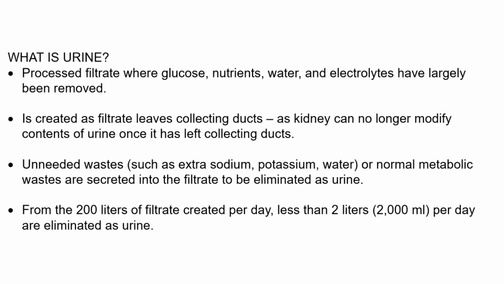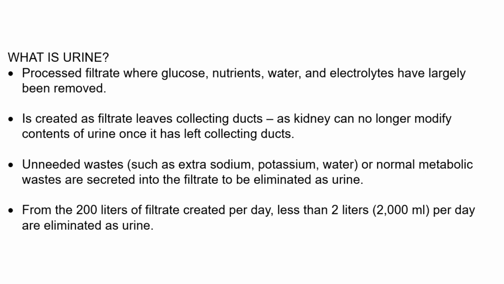Urine is the processed filtrate where much of the water and the nutrients, glucose, and electrolytes have been removed. It is created when filtrate leaves the collecting ducts, as the collecting ducts represent the final place within the kidney where the kidney can modify the contents of the filtrate. The collecting ducts end at the renal papilla of the renal pyramids. Urine emerges from the papilla and is funneled towards the ureters by the minor calyx, the major calyces, and the renal pelvis. Unneeded waste, such as extra sodium, potassium, or water, along with normal metabolic waste, such as urea and uric acid, are secreted into the filtrate to be eliminated as urine.